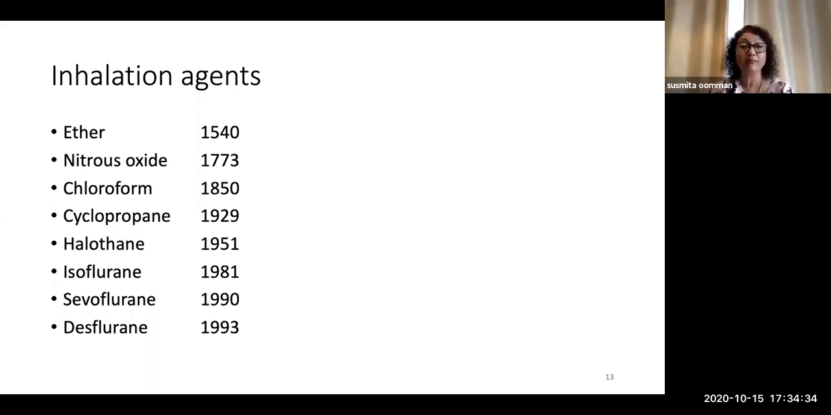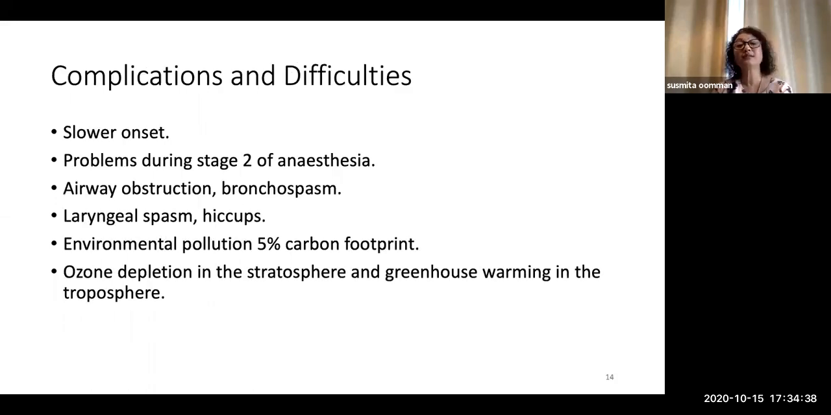Now, inhalation agents are good, but they have their own complications. And what are the complications? As compared to an intravenous agent, it is slower onset. Some agents, if we try to use, can still have problematic stage 2 of anesthesia. Anything can happen. It can cause bronchospasm, it can cause laryngeal spasm, you can get hiccups, you can get airway obstruction. So all these things we have to manage.